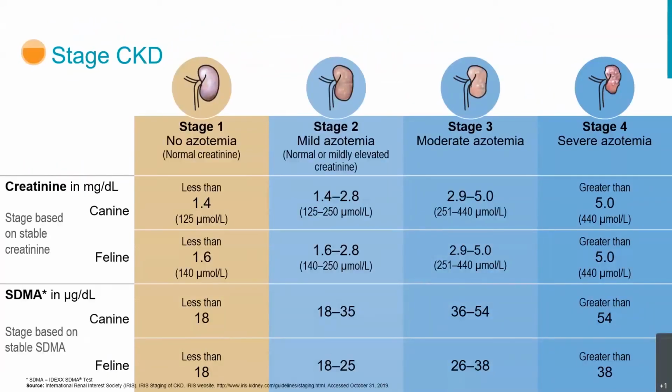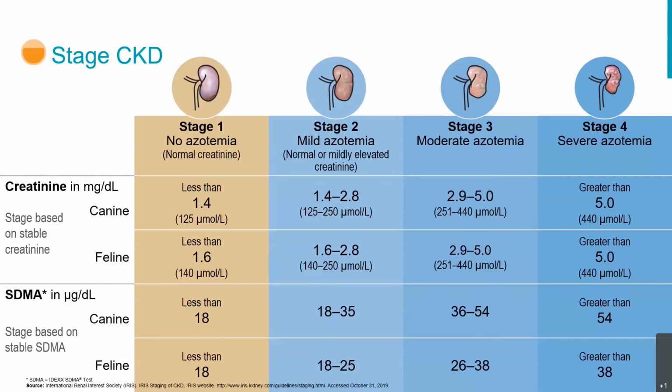The step after diagnosis is staging. And this is where significant changes were made in the 2019 update. Namely, you will now see that SDMA is equally as important in the staging of disease as creatinine. This allows us to use both biomarkers to determine the most appropriate stage of the disease and therefore decide on the best treatment plan. Staging should be based on a stable increase in creatinine and SDMA, meaning that we do not suspect there is any ongoing progressive damage and disease which needs to be investigated.